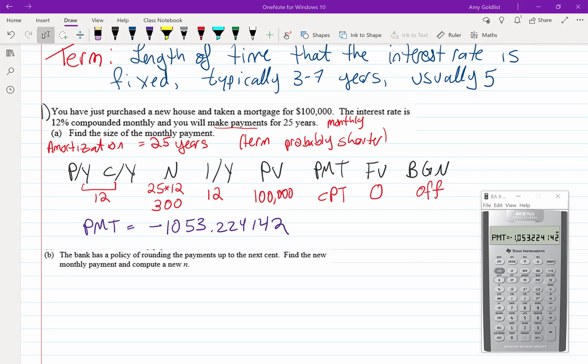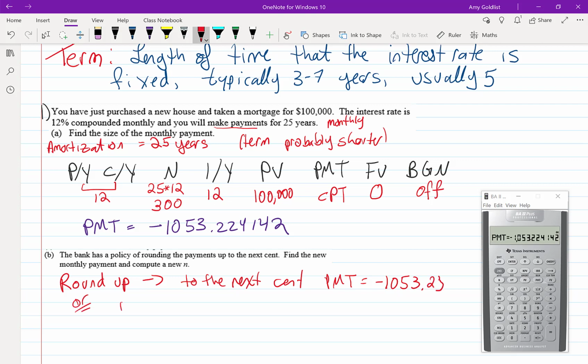This is really important. You can't pay 22.4 cents. If we rounded down a little, at the end of 25 years, we'd owe the bank money. The bank is not okay with that. So with our payment, we're always going to round up, sometimes to the next cent. And then our payment would be, and we're going to do this, negative 1053.23, or even the next dollar. Sometimes we might even round up to the next $100. In this case, it says to the next cent. Cent is 2 decimal places.